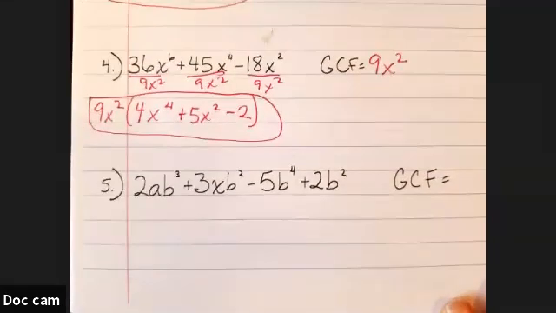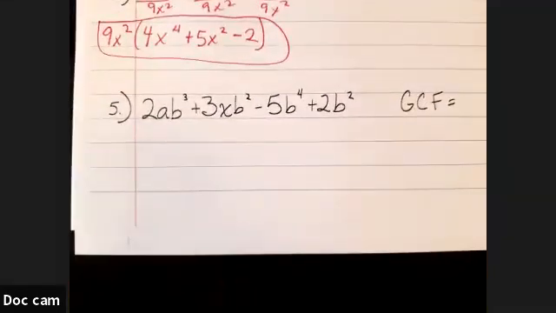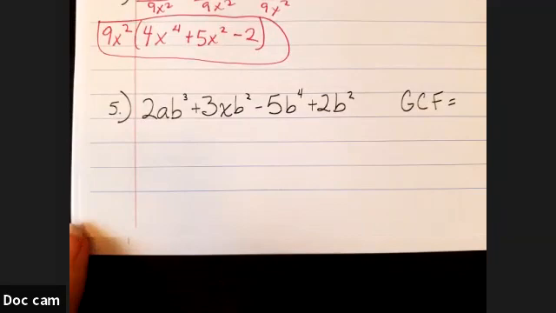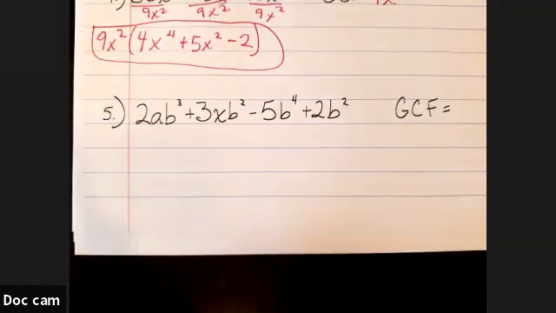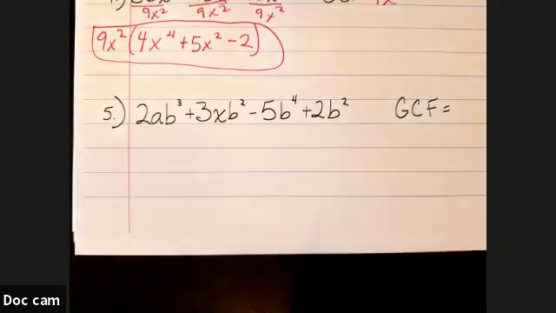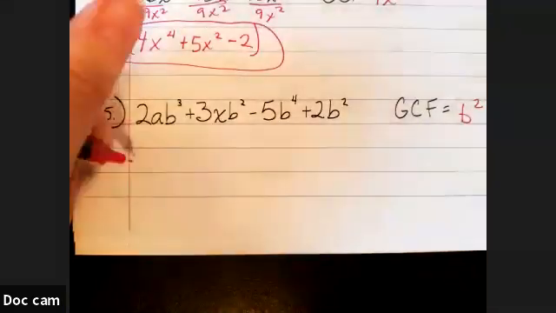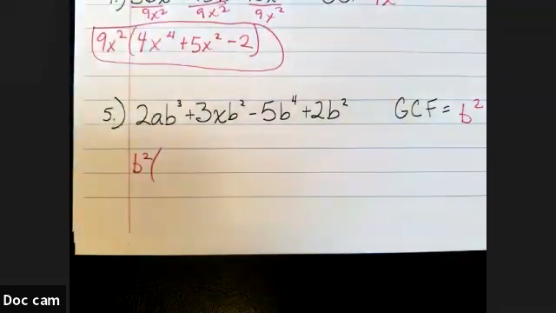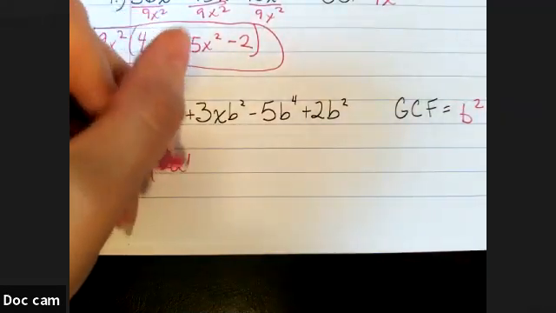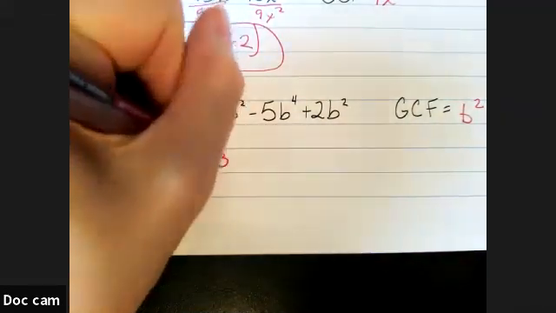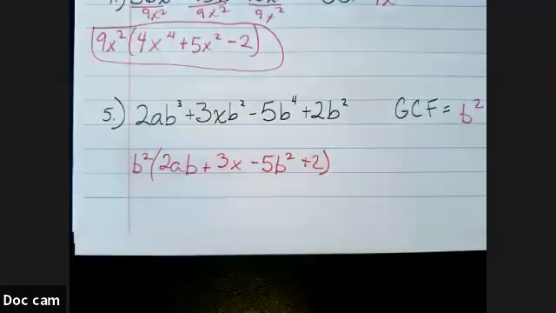Number 5, the numbers don't have a greatest common factor, but they do have one for the letters. So the GCF in that case is b squared, and you factor that out. That would be 2ab plus 3x minus 5b squared plus 2.